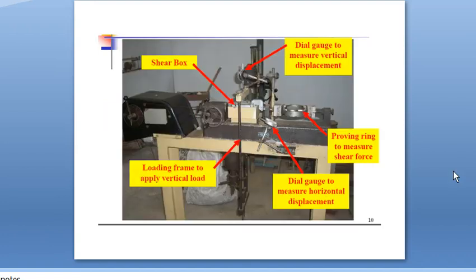Next, this is the experimental setup in the laboratory. There will be the shear box and dial gauges. There will be two dial gauges. One dial gauge is fitted to measure the vertical displacement, and the second one is fitted to measure the horizontal displacement. And proving ring is attached here to measure the shear force, and vertical load is provided through the loading frame. Through this loading frame we are applying the vertical load.